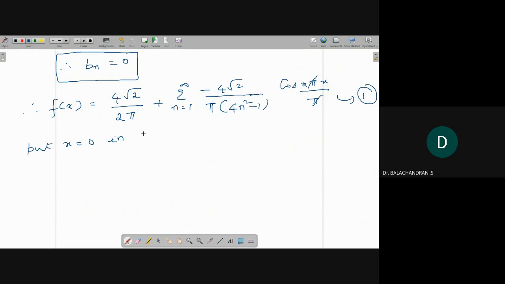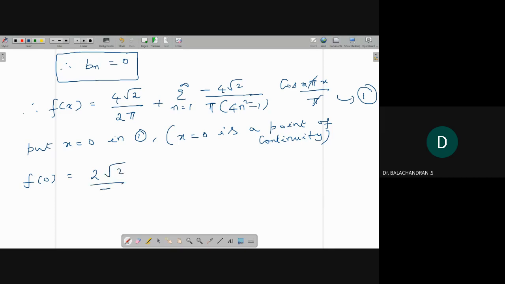So in 1, x equal to 0. x is equal to 0 is a point of continuity because we are dealing with the limits 0 to 2 pi, and 0 is also included in the interval. So that's why x equal to 0 is a point of continuity. So f of 0 equals 2 root 2 divided by pi minus 4 root 2 by pi, which is independent of n.